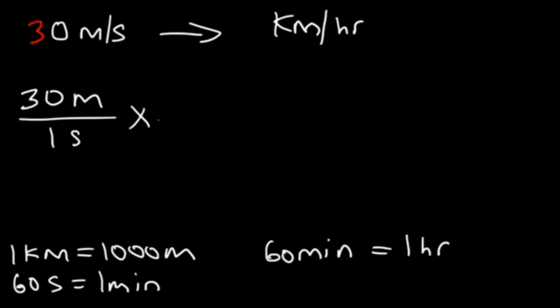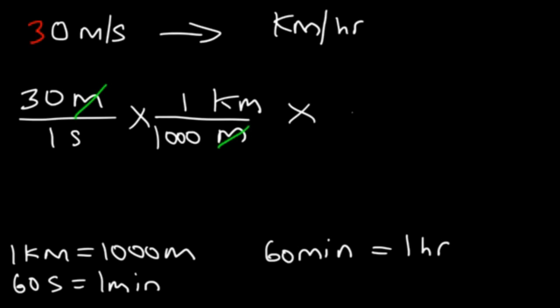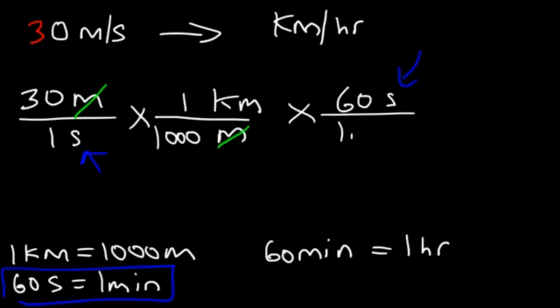Now let's convert meters to kilometers. So we need to put the unit meters on the bottom, kilometers on top, so that these will cancel. And we know that there's 1,000 meters per 1 kilometer. Now let's convert seconds into minutes using this conversion factor. So we have the unit seconds on the bottom. We need to put it on top. So 60 seconds is equal to 1 minute. Now the unit seconds will cancel.